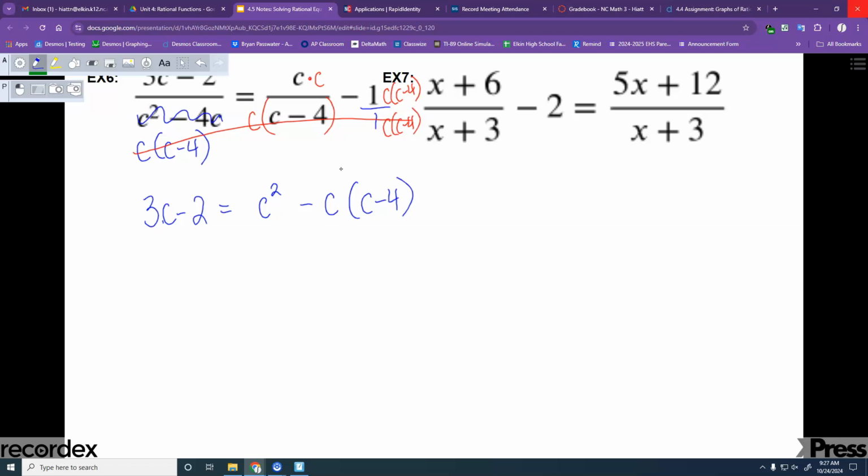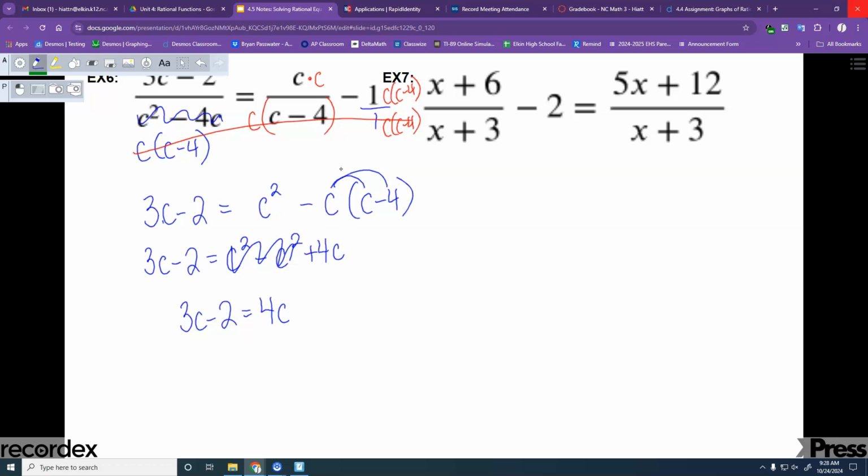There's a lot of C's. We want to distribute this C right here. So we got 3c minus 2 equals c squared minus c squared plus 4c. Now that was good right there because this looked like it was going to be quadratic. But what is c squared minus c squared? It's 0. They cancel out. So now we've got 3c minus 2 equals 4c. So it's actually not quadratic. It's a little bit easier.